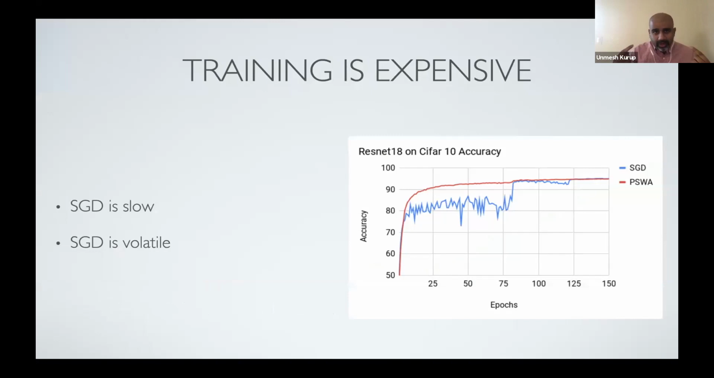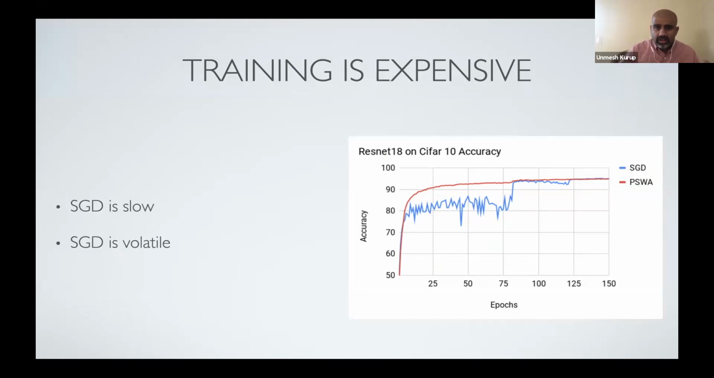And here I'm going to wear my Captain Obvious hat and say, training is expensive, right? And we all know this. The reason training is expensive is that the best technique we have for training these neural networks, which is stochastic gradient descent, is expensive. It's slow. And it's not surprising, because we are doing optimization on a high dimensional non-convex space. So SGD is slow. And there's a second problem.